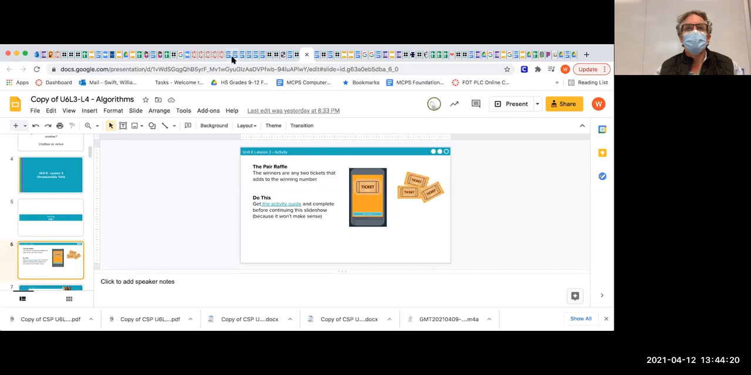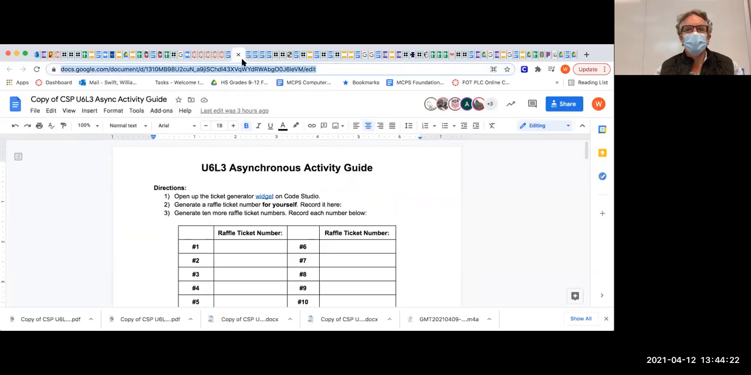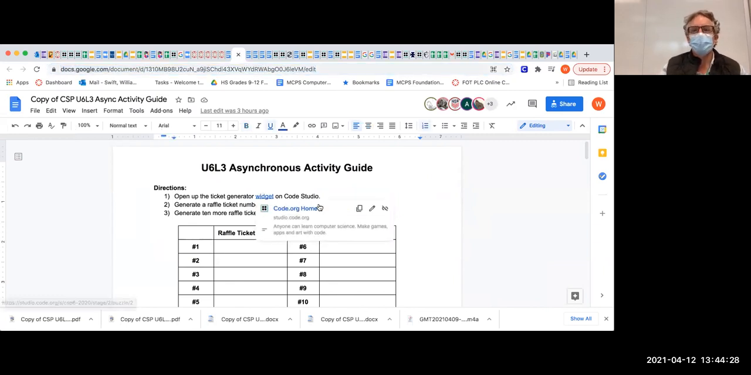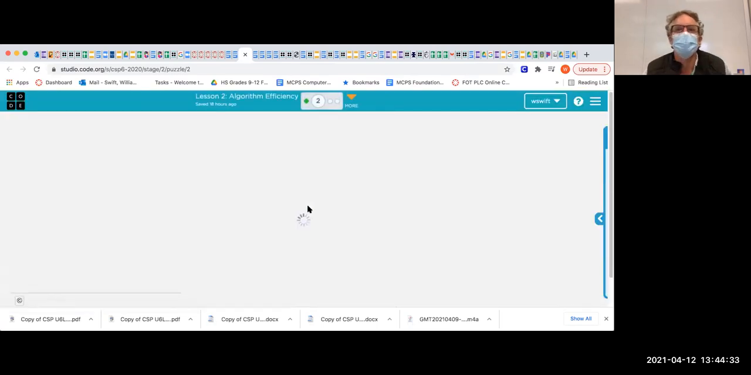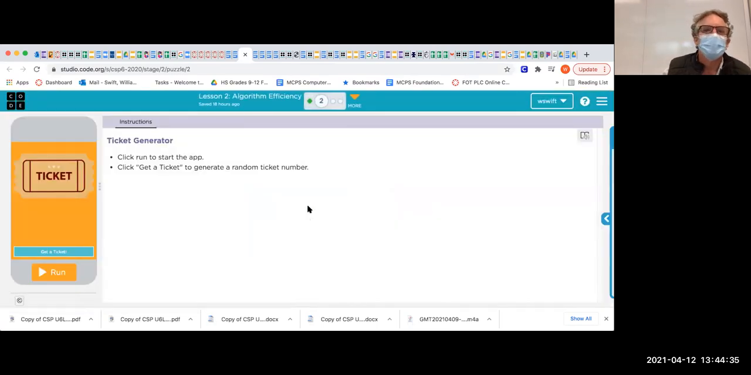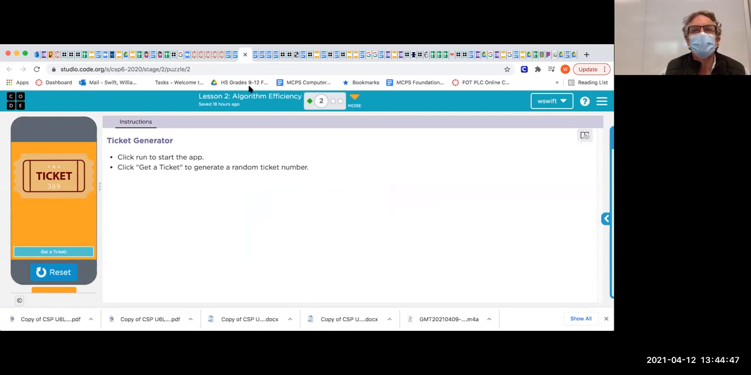All right, so I'm going to go to U6L3. Hey, there I am. Open up the ticket generator widget on code.org. I can do that from right here. This is Unit 6, Lesson 2, Circle 2. Okay, click Run to start the app. Click Get a Ticket to generate a random ticket number. So the first thing I'm going to do is generate 1 ticket, 389.